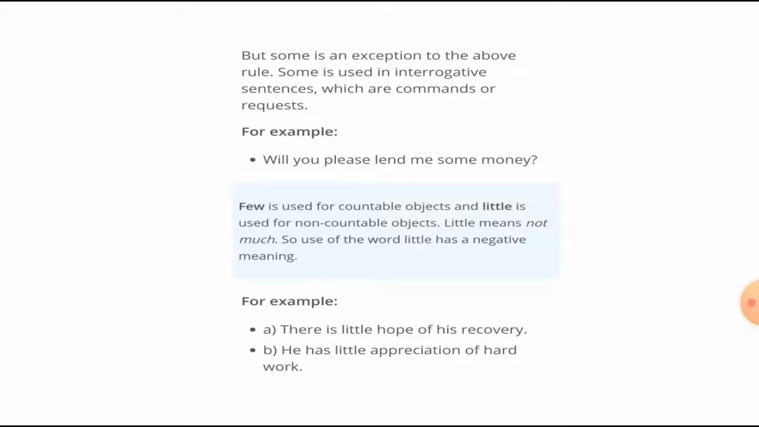Some is used in interrogative sentences which are commands or requests. For example, will you please lend me some money? Here, you may say the form of the sentence is interrogative, but the speaker is requesting someone, so we can use some in such kind of sentences.